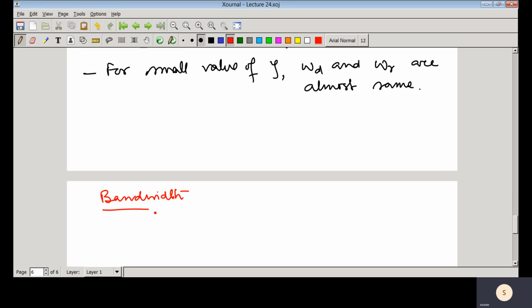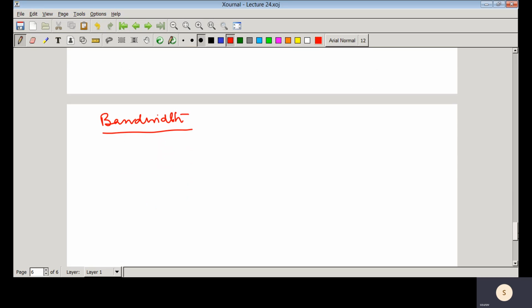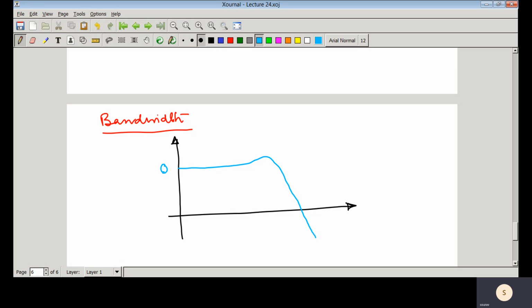What is that? Whenever we draw a Bode plot, suppose for closed loop systems we have drawn a Bode plot, and that plot appears like this. Suppose this is the 0 dB line, and here you have log omega.